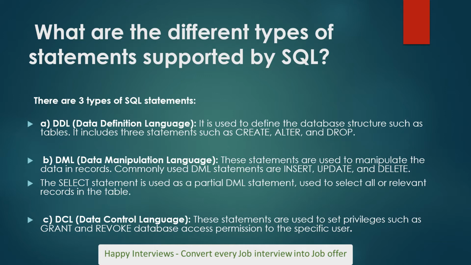And DCL stands for data control language. These statements are used to set privileges such as grant and revoke database access permission to a specific user. So there are three statements: DDL, which is related to the database structures, DML, which is related to the manipulation of data, and DCL is related to our privileges.